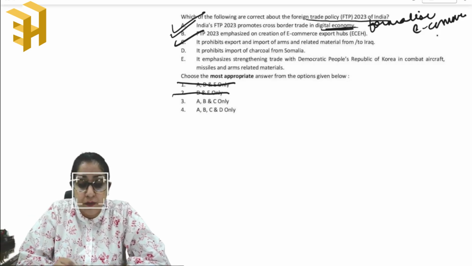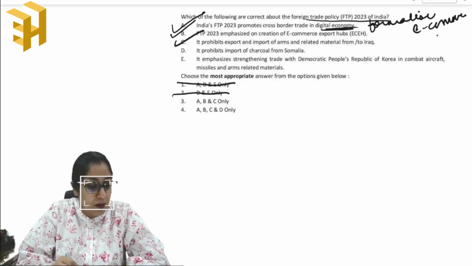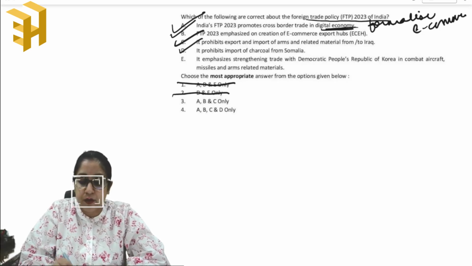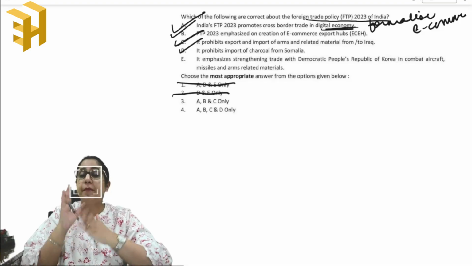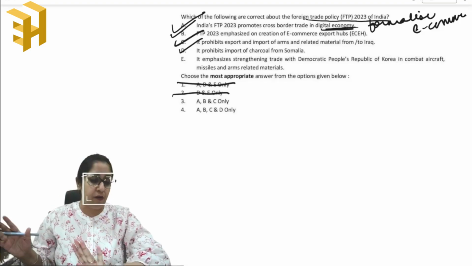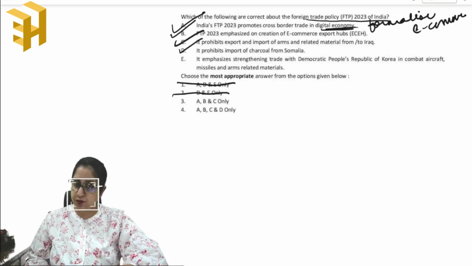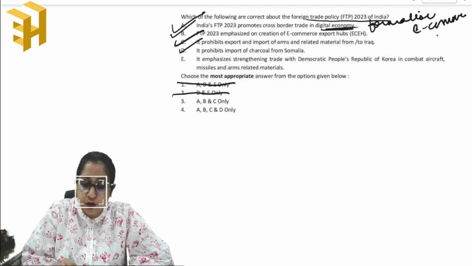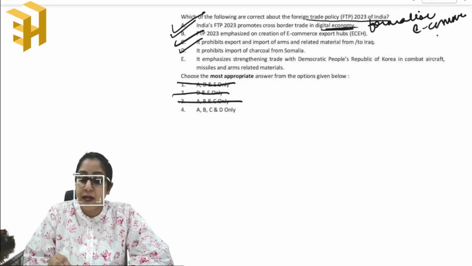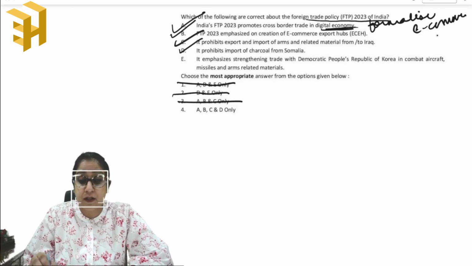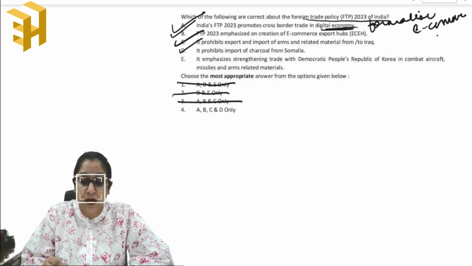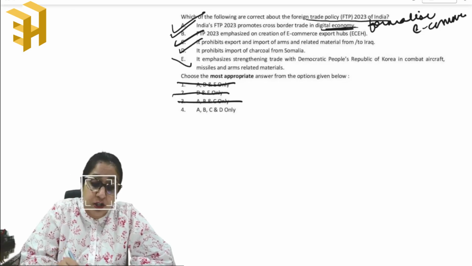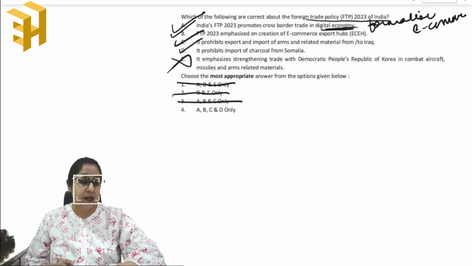Then it prohibits import of charcoal from Somalia, again as per your UN Security Council guidelines, which has led to the ban of any kind of funding to alternate groups. Okay, so this is also true. And also it emphasizes strengthening trade with Democratic People's Republic of Korea in combat aircraft, missiles and arms related material. Not at all. E is incorrect.